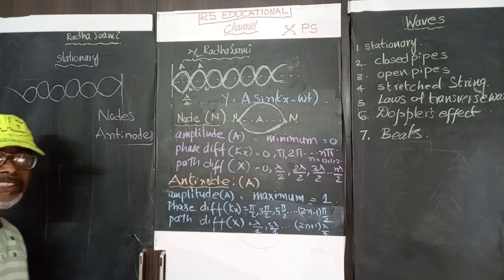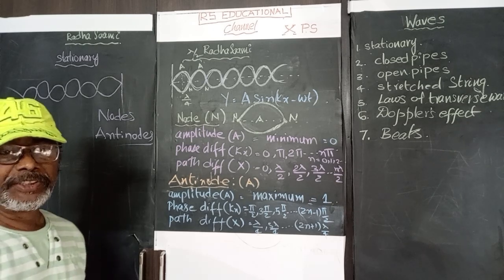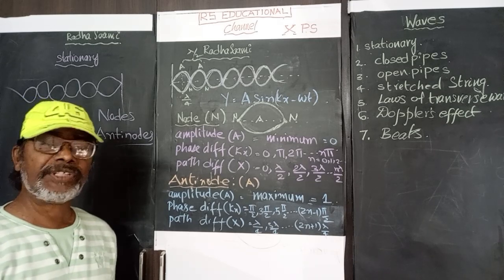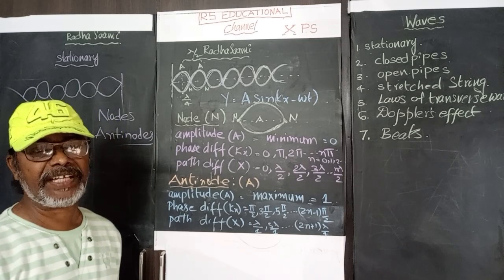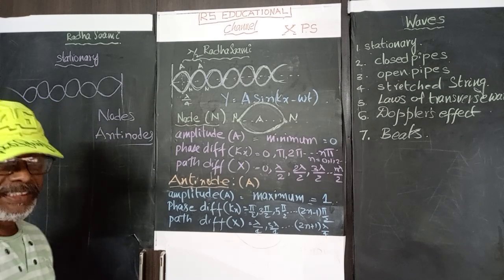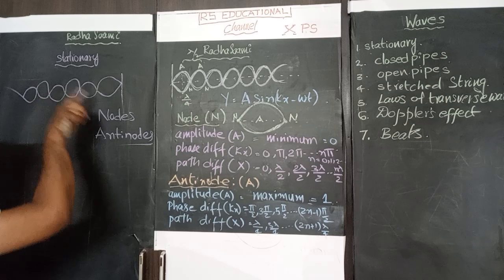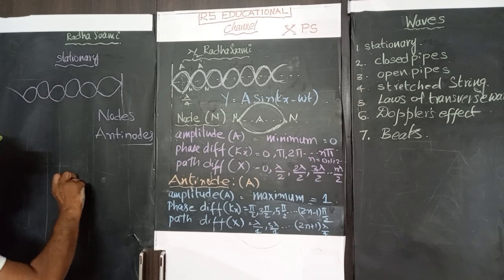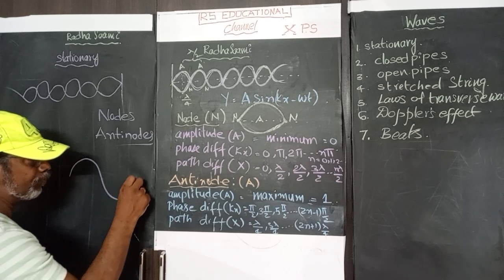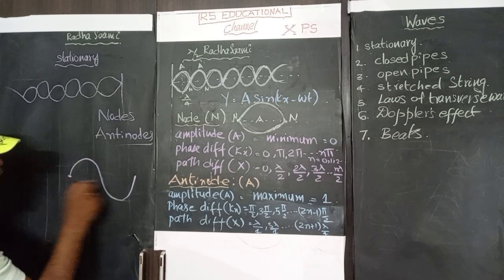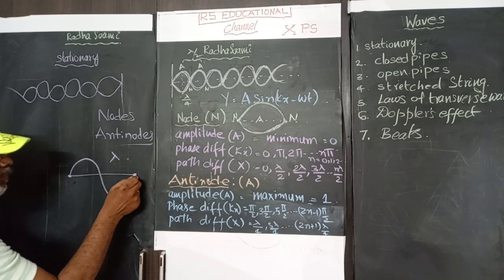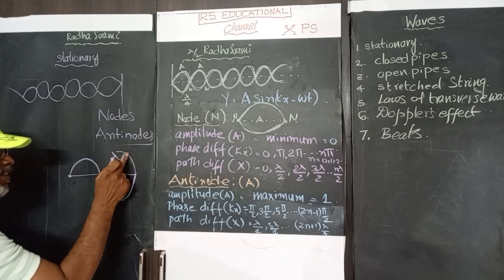The distance between two consecutive crests or troughs, or two consecutive rarefactions or compressions, is always equal to the wavelength lambda. In stationary waves, at the same distance, if you observe, from this point to this point is lambda. Now, the stationary wave is formed like this.